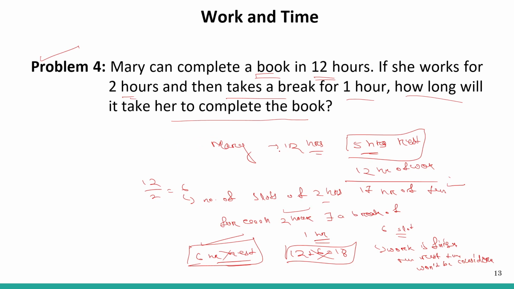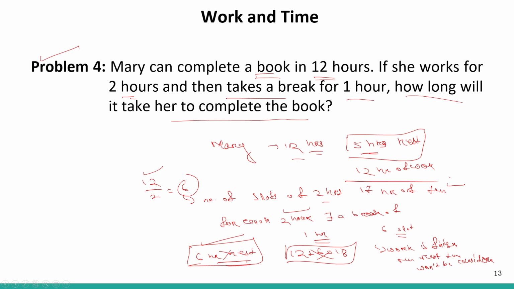So Mary completed one book in 12 hours. This is Mary's speed. We told Mary that she can take a 1 hour break for every 2 hours of work. How long will she take to complete the book? We divide the 12 hours into 2-hour slots, so we got 6 slots, and after completion of each slot she will take a rest of 1 hour. Since there are 6 slots, we might think that she will take 6 hours of rest.